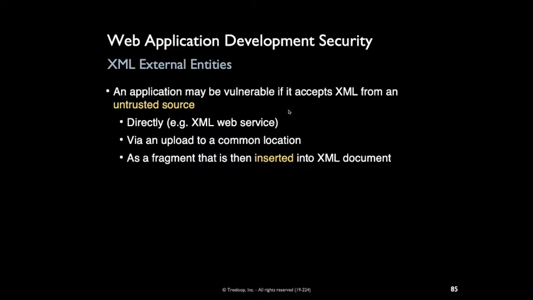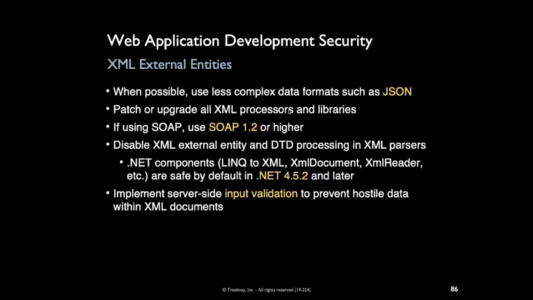Now, this may not be applicable to your application, because you might say, well, we don't have any places where we're accepting XML data from an untrusted source, so we're fine. Okay, cool. But if you are, here are some quick things you can do. The first one is, when possible, use less complex data formats such as JSON. In other words, XML external entities is a potential vulnerability, so how do you avoid the vulnerability? Don't use XML. All right, sure, that works. So we use something like JSON or whatever that doesn't have that sort of external entity capability.